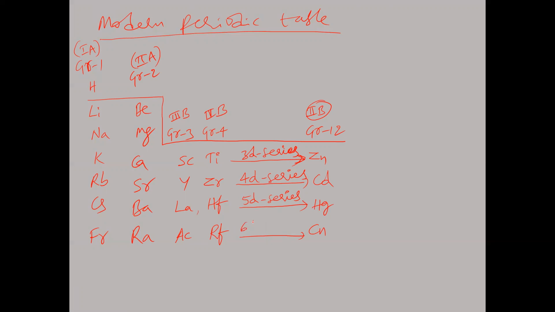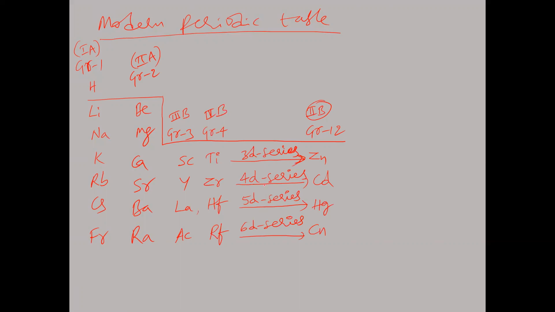These elements are what? 6D series. Now, totally how many transition series? The D block elements are called transition elements: IUPAC group number 3 to IUPAC group number 12. All these elements are called D block elements.